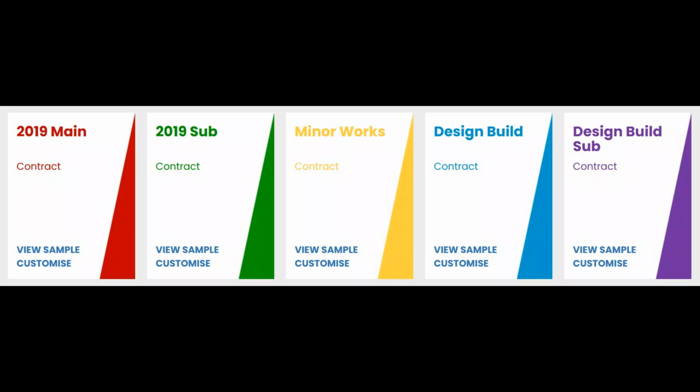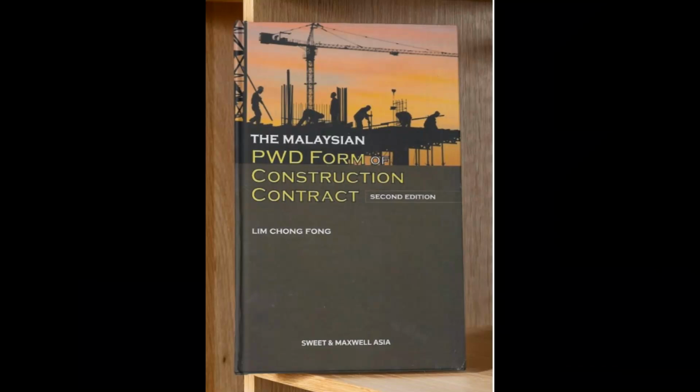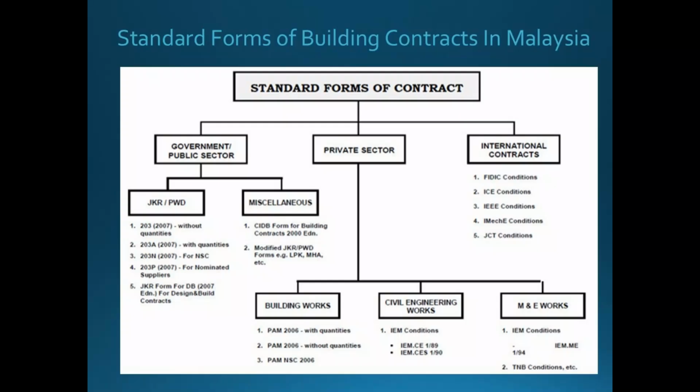PWD standard forms are issued by Jabatan Kerja Raya (JKR), and they are PWD Form 203/203A (Rev. 2010), PWD Form DB (Rev. 2010) and PWD Form 203N. These are the traditional forms of contract based on drawings and specification, or bills of quantities, produced for use in public sector or government projects in both building and civil engineering contracts. PWD forms of contract are perceived to be more beneficial to the employer, where a majority of risks rest upon the contractor.